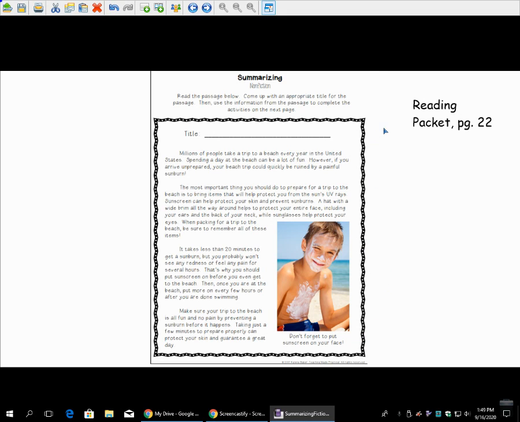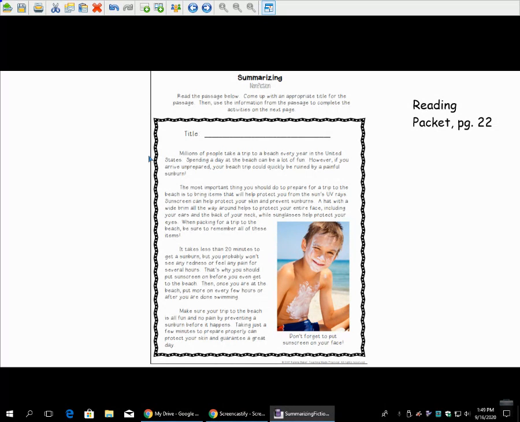Now, before I start reading to you, make sure you have your reading packet out in front of you. If you need to pause and get your materials, that's fine. We are looking on page 22. Now, if you're ready, go ahead and follow along with me as I read this passage to you aloud.